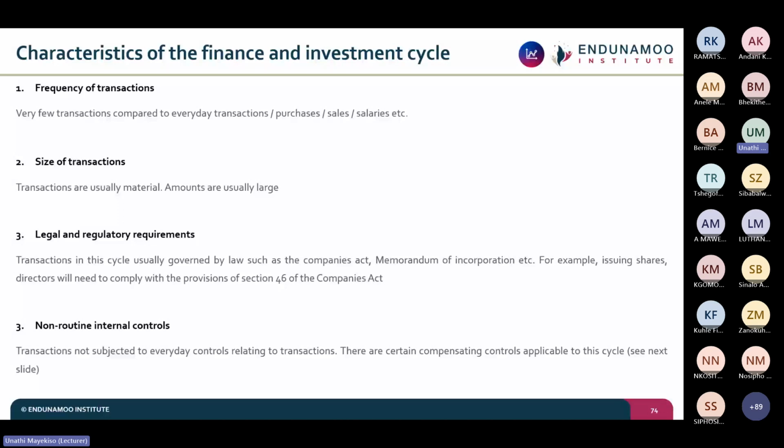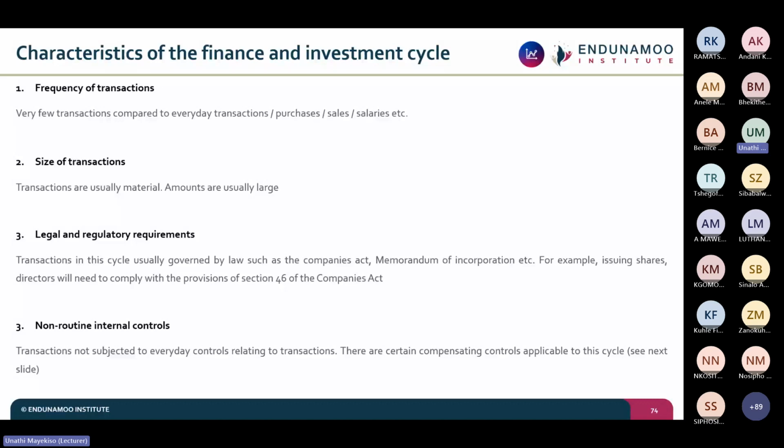Legal and regulatory requirements. Sometimes there's Companies Act requirements. I mean, if you're buying large assets or if you're selling large assets, Companies Act actually has requirements around that. Sometimes your MOI will restrict you in terms of the decisions you can make in terms of issuing shares or giving out loans and things like that. So when it comes to that cycle, your procedures will be centered around legal and regulatory requirements. So when they ask you to provide procedures in terms of the Companies Act for a loan, it's sitting in your finance and investment cycle.